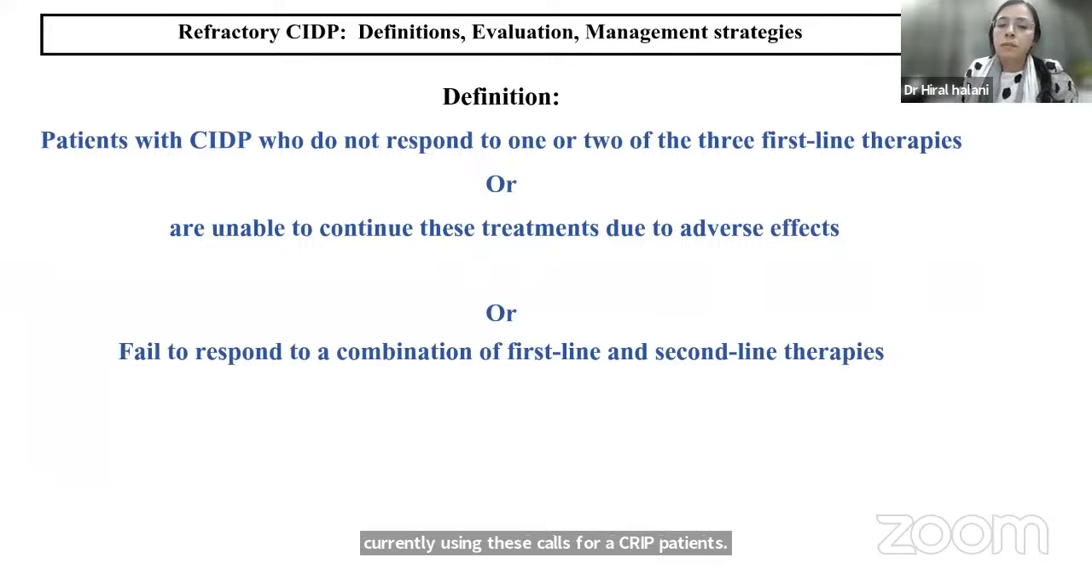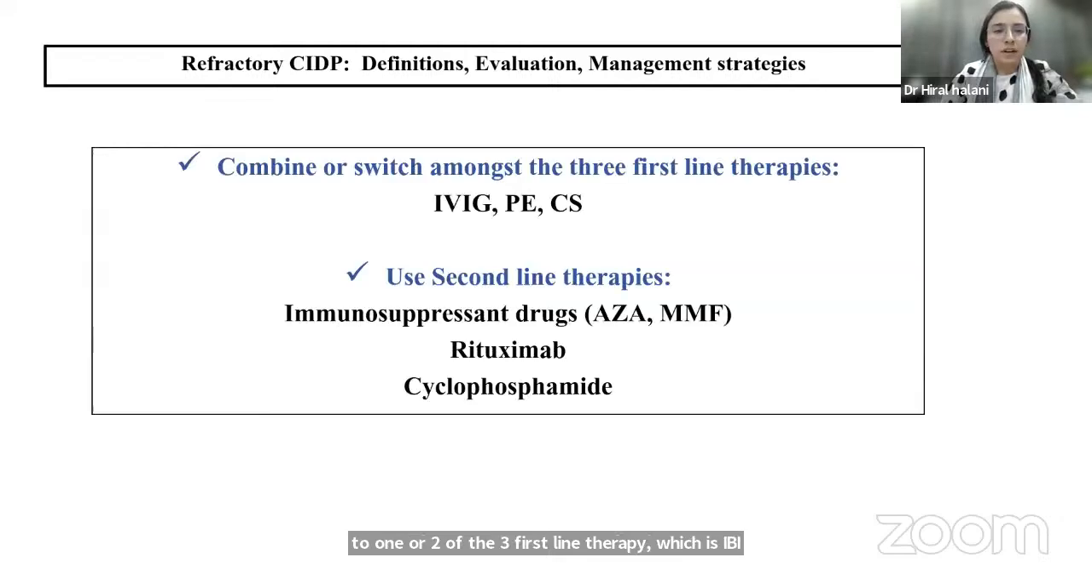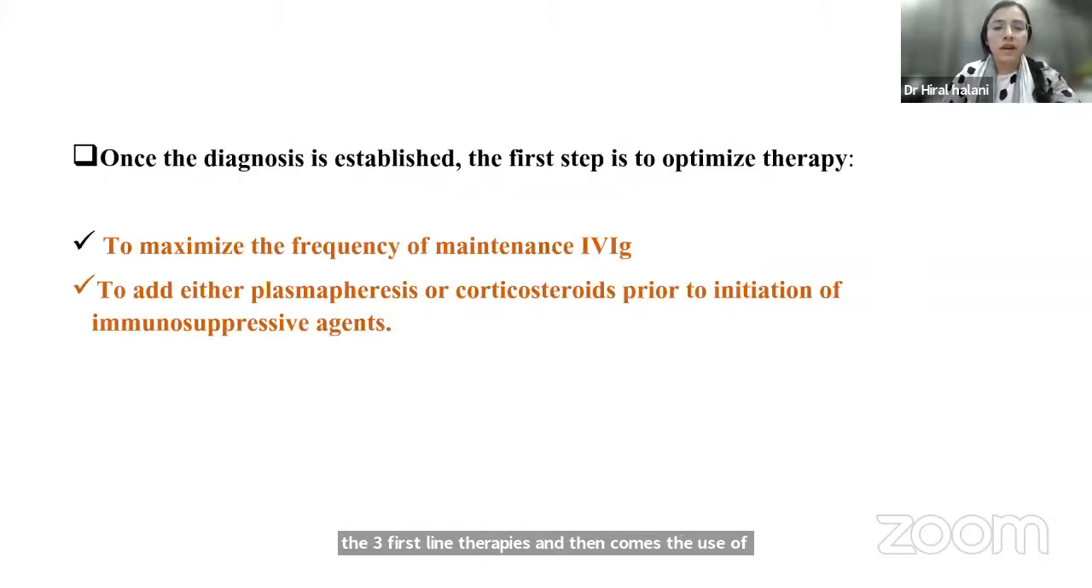Another definition which we commonly use in our practice is that patients with CIDP who do not respond to one or two of the 3 first-line therapies, which are IVIG, steroid, and plex, we call refractory. So the first step in case of refractory CIDP is either to combine or switch amongst the 3 first-line therapies, and then comes the use of second-line therapies. Now, once the diagnosis is established, the first step is to optimize the therapy, which involves maximizing the frequency of maintenance IVIG or adding plasmapheresis or corticosteroid.